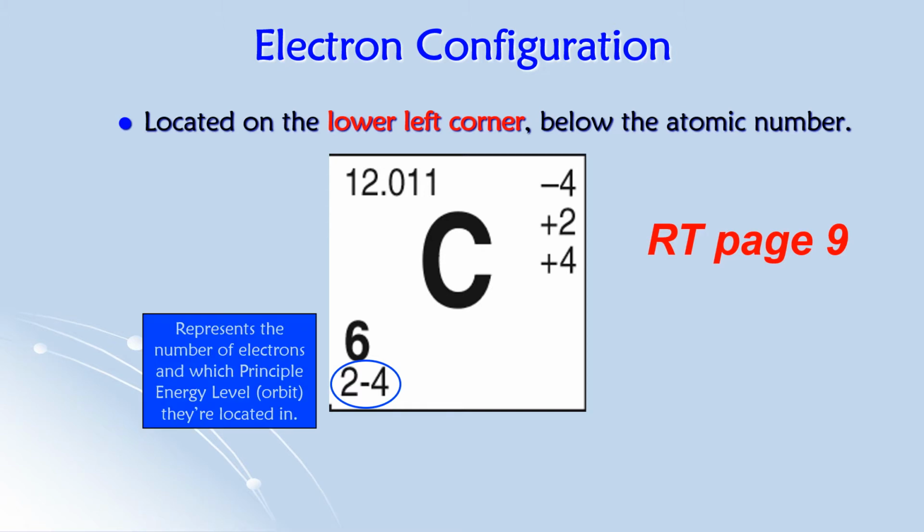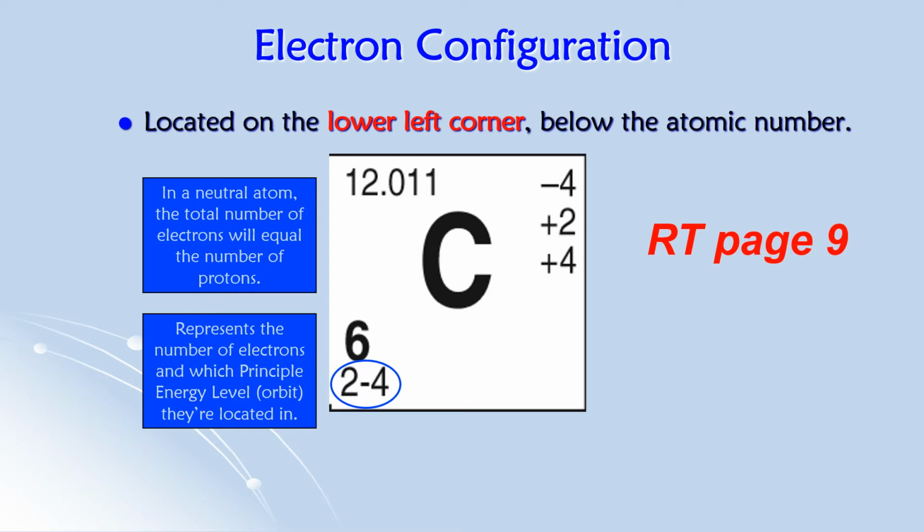Now what this configuration is telling you is how many electrons are arranged in each orbit. So 2 means you have 2 electrons in the first orbit, and 4 indicates that you have 4 electrons in the second orbit. And overall, carbon has 2 orbits.